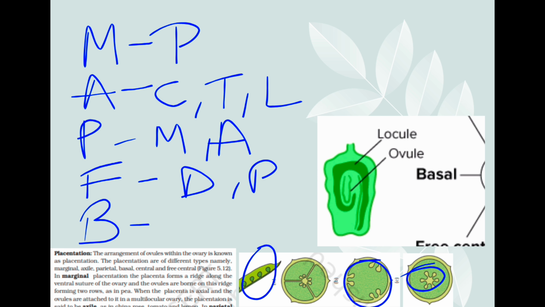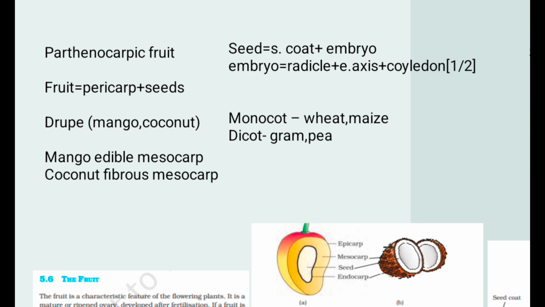For free central, ovules are borne on the central axis, as you can see here. It is found in dianthus and primrose. In basal, the placenta develops at the base of the ovary and a single ovule is attached. It is found in sunflower and marigold. Next is fruit. Fruit is a mature ovary which is formed after fertilization.